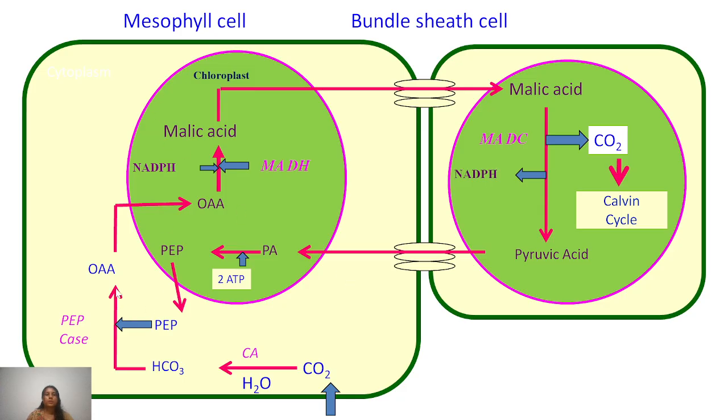So what happens once the oxaloacetic acid is produced? It will enter the chloroplast, and this oxaloacetic acid is converted into malic acid. After production of the malic acid, it will go to the bundle sheath. Here malic acid will split into pyruvate. While splitting into pyruvate, it will release carbon dioxide. This carbon dioxide is accepted by the rubisco and then goes into the Calvin cycle. We already discussed that in the Calvin cycle, carboxylation, reduction and regeneration all take place inside this bundle sheath cell.